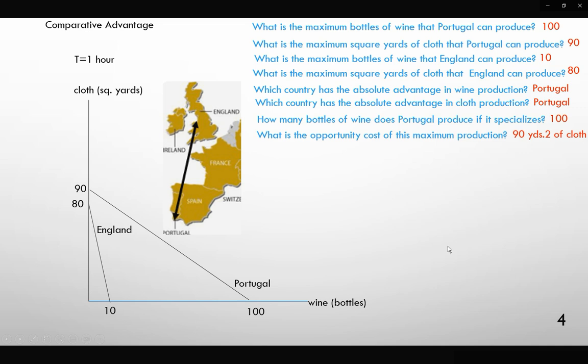Okay, here, opportunity cost. It is simply foregone benefit, and in this context, it means what Portugal had to give up, the trade-off along its production possibility frontier, to make 100 bottles of wine. If it makes 100 bottles of wine, the trade-off, or the opportunity cost, is 90 square yards of cloth.